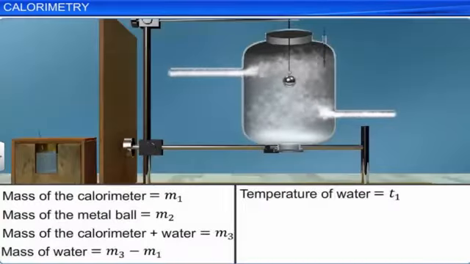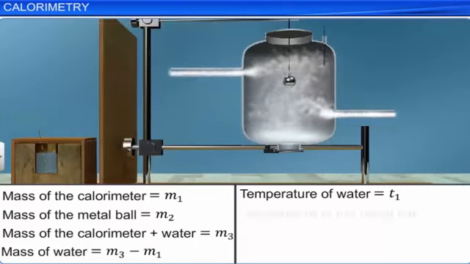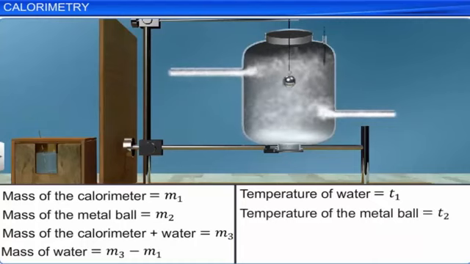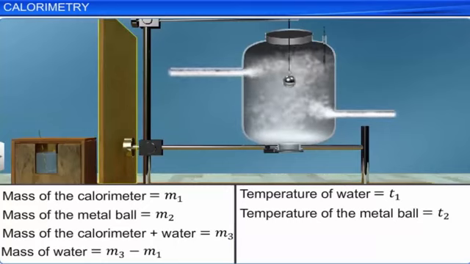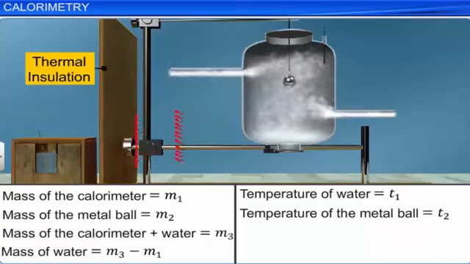Now, heat the metal ball in the steam chamber of Regnault's apparatus till the thermometer in the apparatus shows a steady reading for a few minutes. And let the temperature of the metal ball be T2. The wooden partition separating the steam chamber and the calorimeter provides thermal insulation to the calorimeter from the chamber, so that there is no transfer of heat from the chamber to the calorimeter.